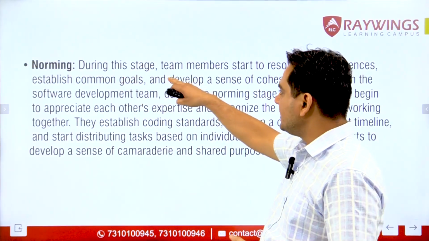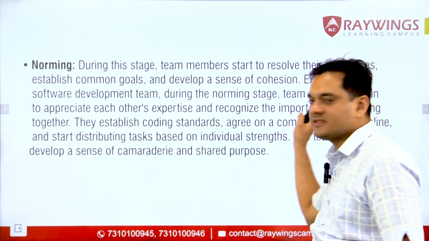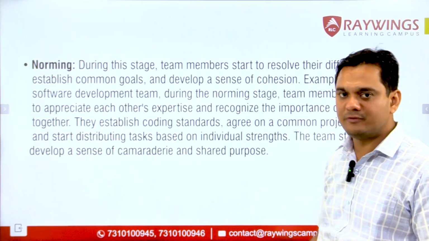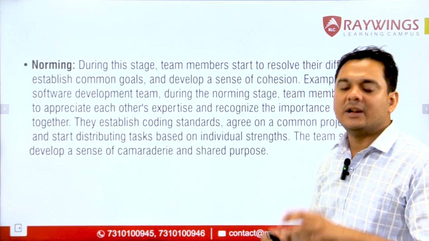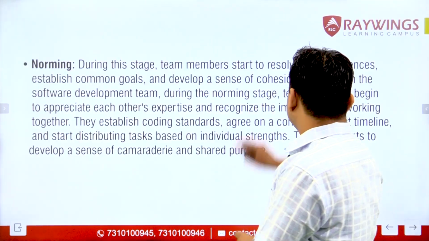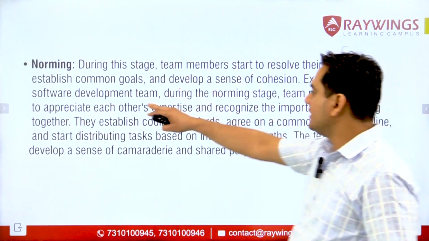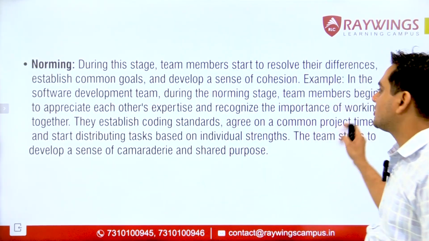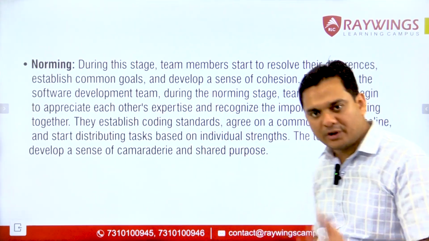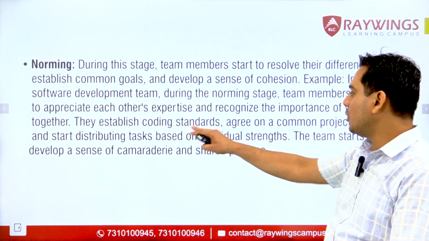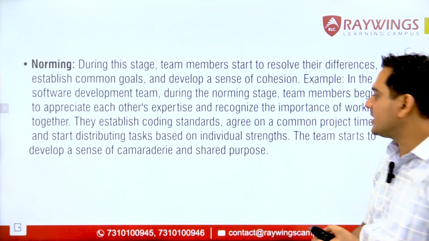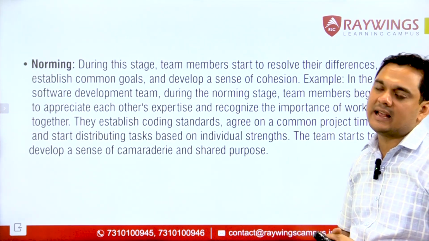Now, norming. During this stage, team members start to resolve their differences, establish common goals, and develop a sense of cohesion. They move forward with a common viewpoint and try to avoid getting into any kind of conflict or disagreement. An example, if we see in the software development team during the norming stage, team members begin to appreciate each other's expertise and recognize the importance of working together. Also, they establish coding standards, agree on common project timelines, and start distributing tasks based on individual efforts and strengths.